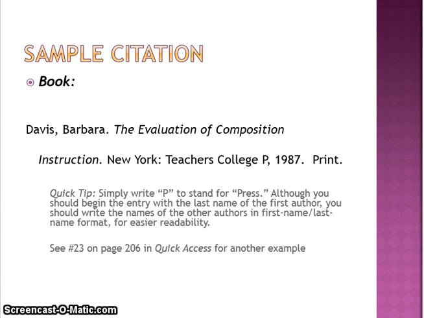Okay, and then we have the year that it was published, and in this case it's 1987, and then you put a period. You want to also put the word print. We put print because that means it's a tangible book. You could physically hold it. Okay, so anytime you have a book like that you got from the library or that you have at your home, you would write print after that.